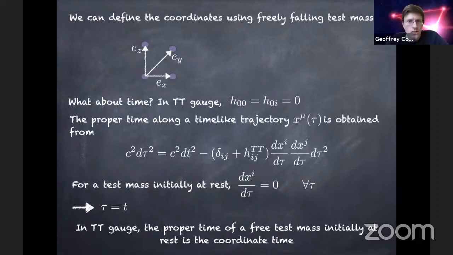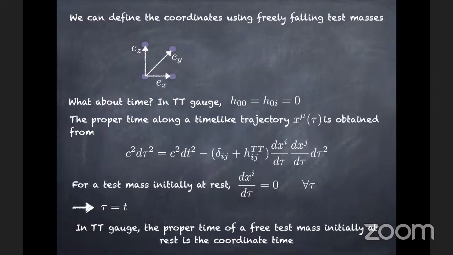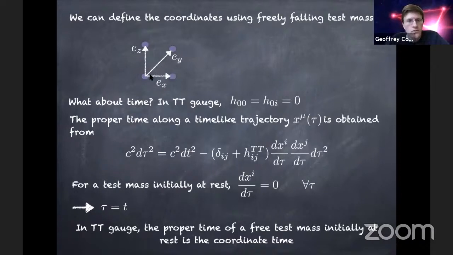So now to define this TT frame, we use the freely falling test masses. The coordinates are attached to these freely falling test masses, and they will just be stretching along the freely falling test masses. So that's physically what this TT gauge means. We attach our frame to freely falling test masses, and they will not accelerate if they are initially at rest.